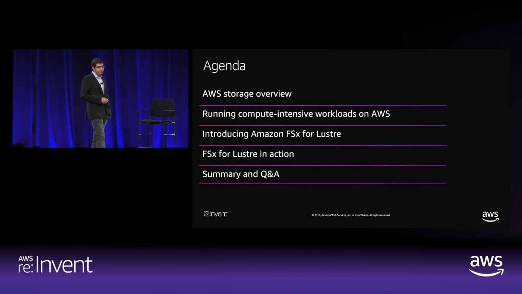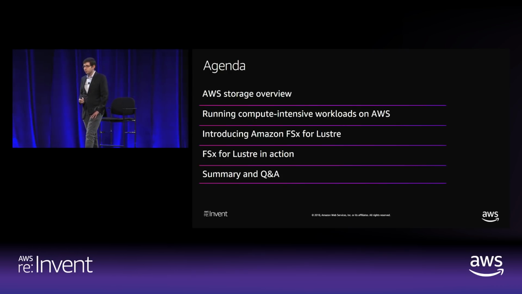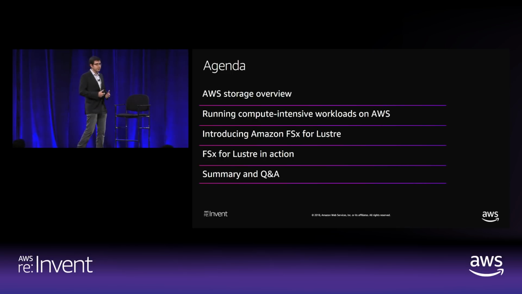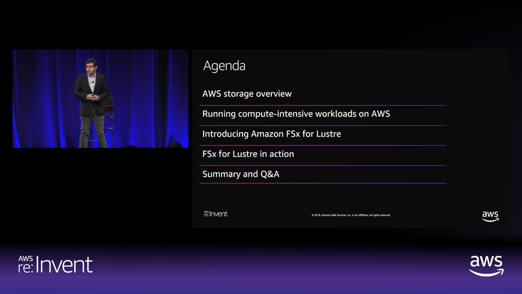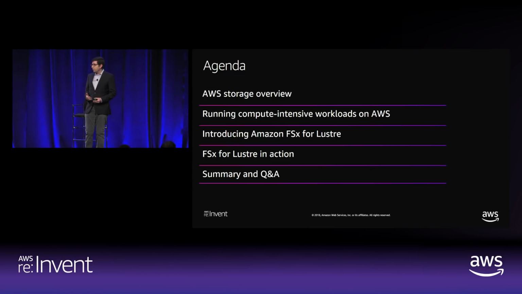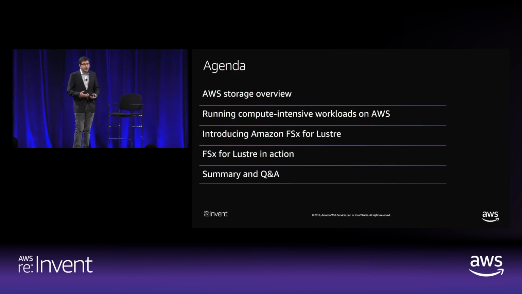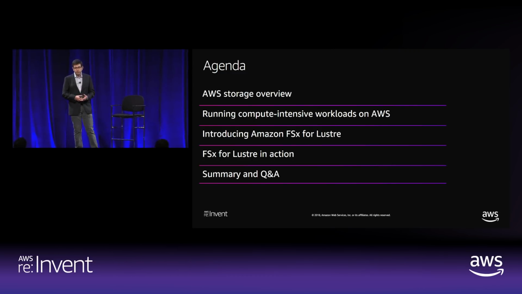And in this session, I'm going to start with a very brief overview of AWS storage and the options available across our storage portfolio. I'm then going to talk to you about running compute-intensive workloads on AWS, because that's really the goal of FSx for Lustre, is to support compute-intensive workloads. We'll then introduce FSx for Lustre, why we built it, what it offers, and how it can help you run high-performance computing, machine learning, media processing, and other compute-intensive workloads.